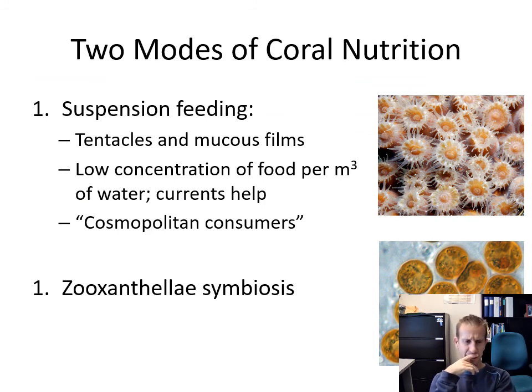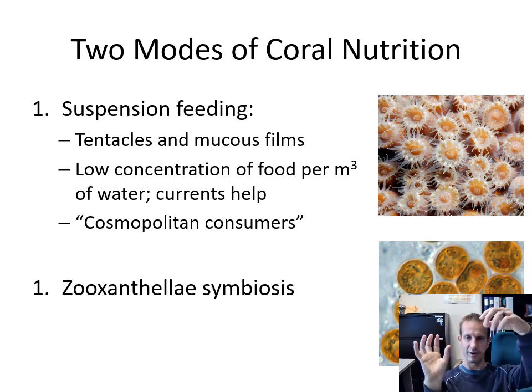Okay, let's talk about how corals eat. There's sort of two ways that corals get their food, and one is the way that any kind of cnidarian with a polyp gets its food. It's by capturing suspended particles with its tentacles. So the polyp is this sort of simple system for capturing and eating things.